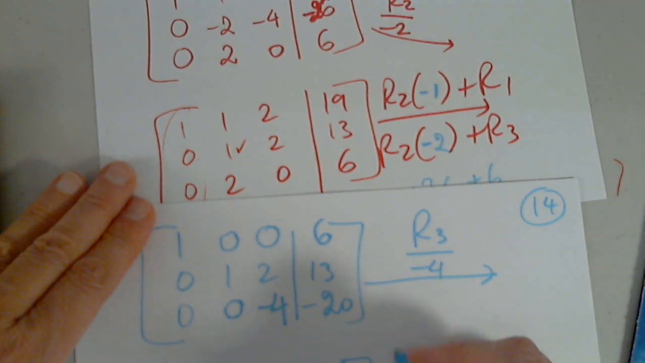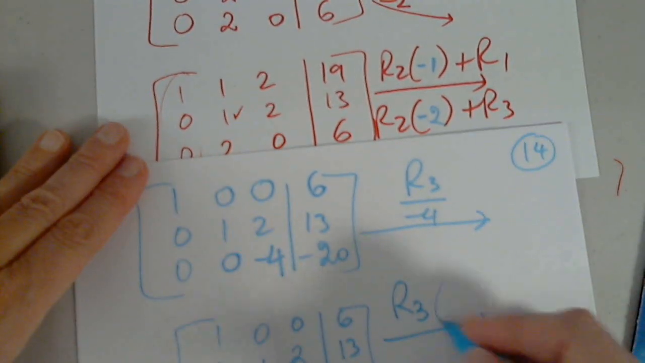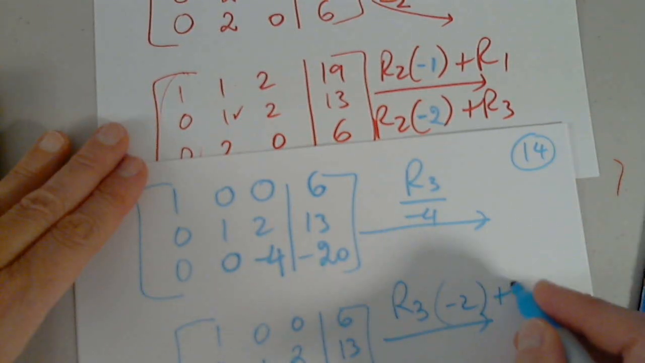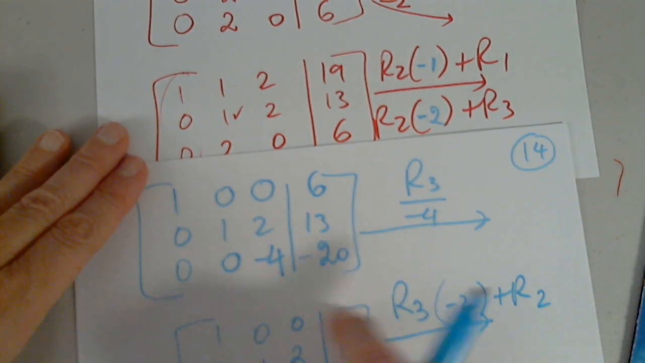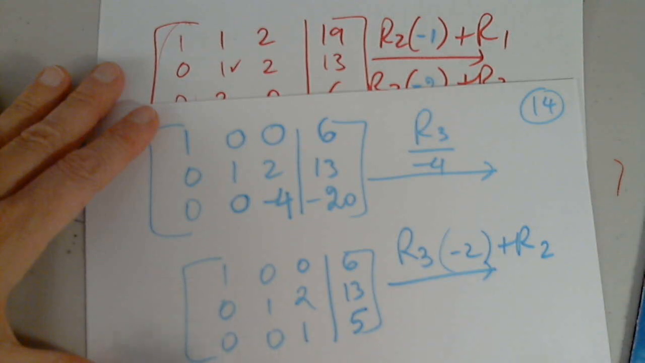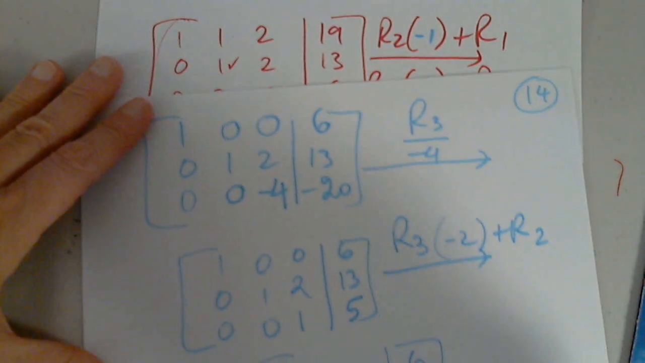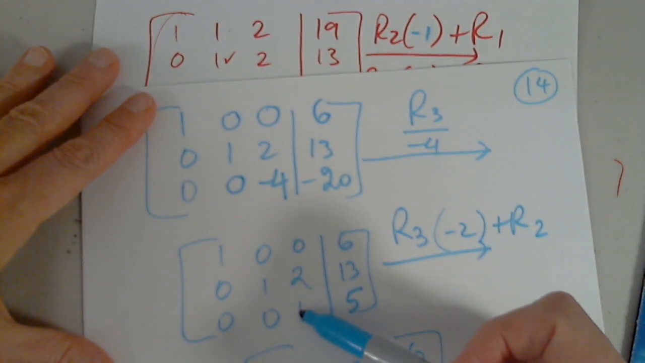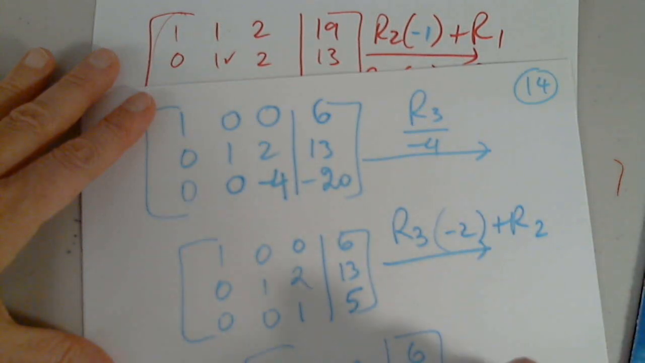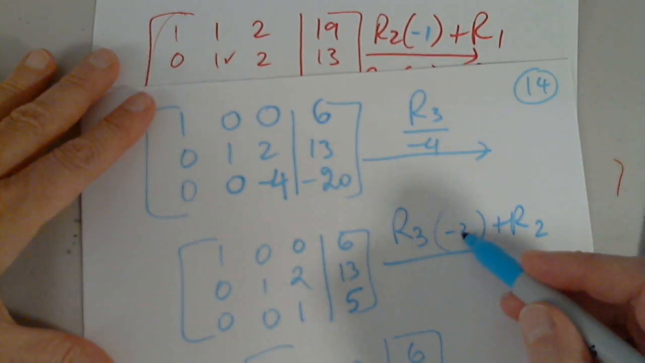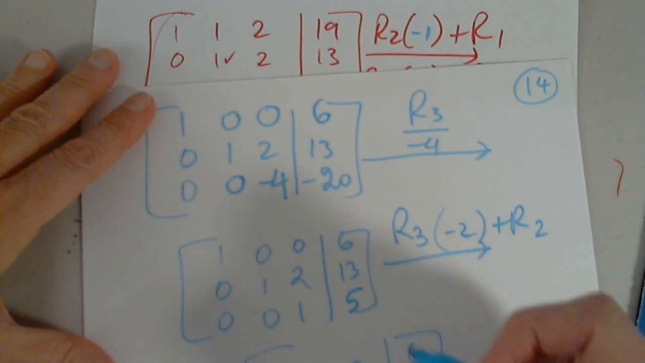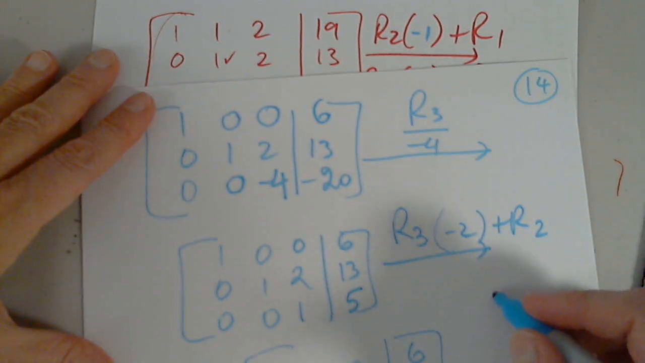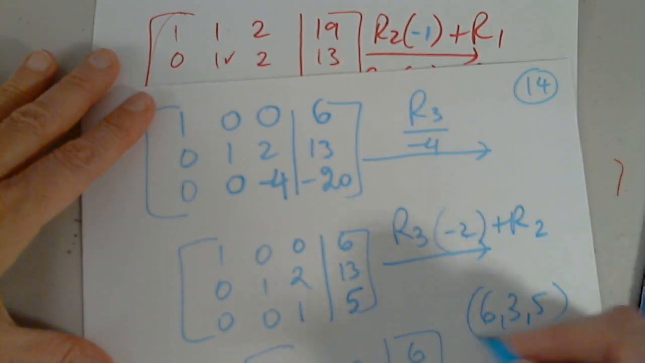One more step. I multiply row 3 right now by -2 and add it to row 2. I don't need anything for row 1. Nice. 1, 0, 0, 6. 0, 1, 0, 3. 0, 0, 1, 5. 1 times negative 2 plus 2. 5 times negative 2, negative 10 plus 13. I claim 6, 3, 5.